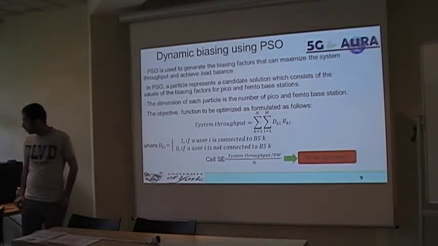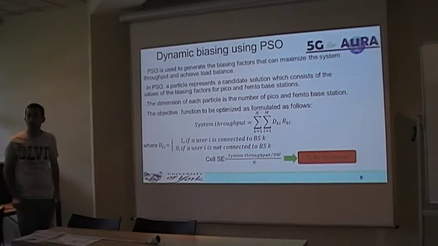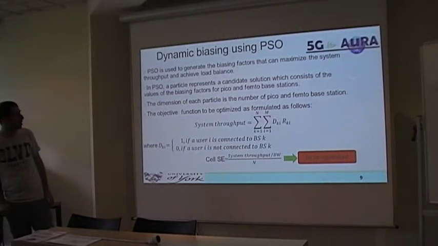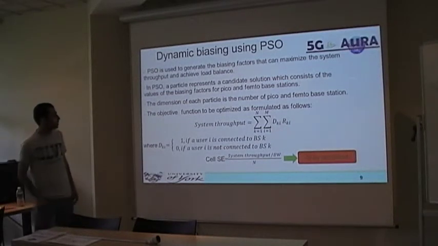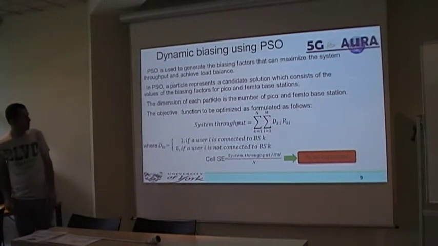The idea of using PSO is, instead of generating a static bias, we generate a dynamic bias, because the static bias is not an optimal choice. And the function to be optimized is the cell spectral efficiency.